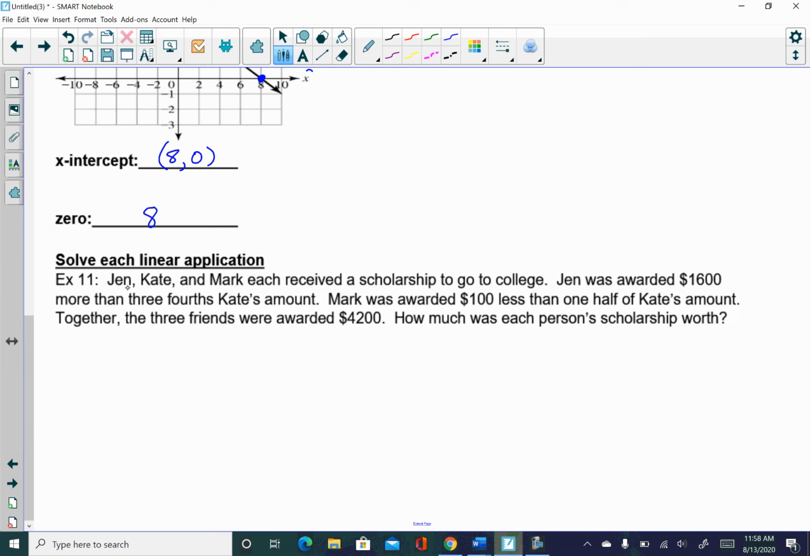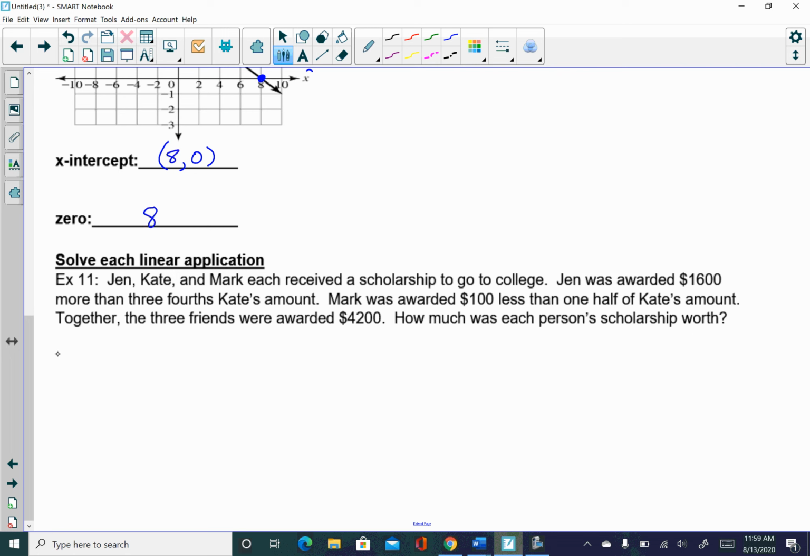So you've got 3 friends here, Jen, Kate, and Mark. Each received a scholarship to go to college. Jen was awarded $1,600 more than 3/4 Kate's amount. So at the moment Jen's scholarship amount is being compared to Kate. Mark was awarded $100 less than half of Kate's amount. So Mark's scholarship award is also being compared to Kate. Together, the 3 friends were awarded $4,200 in scholarship money. How much was each person's scholarship worth?